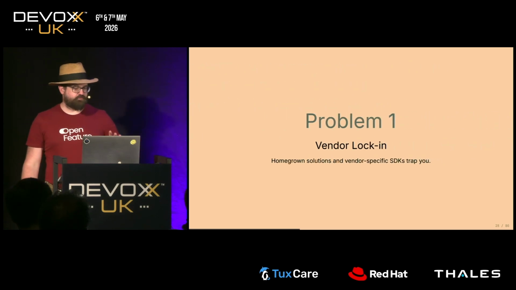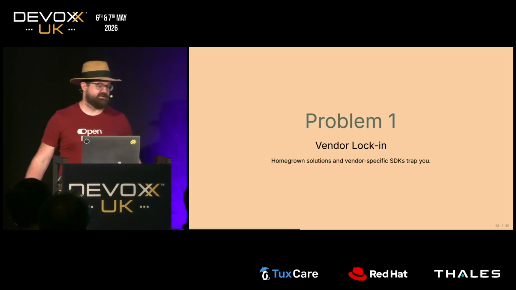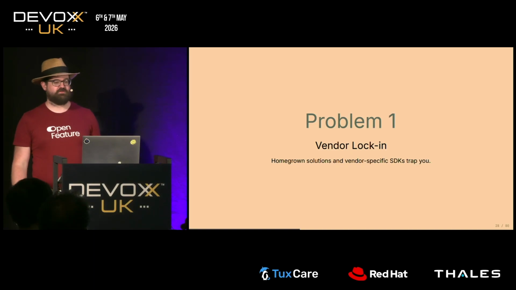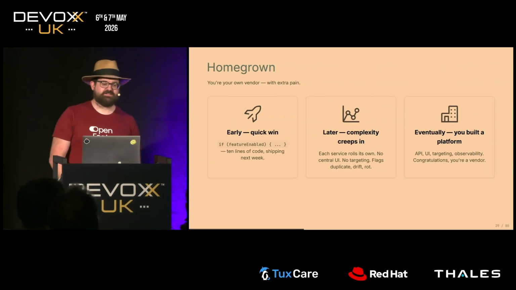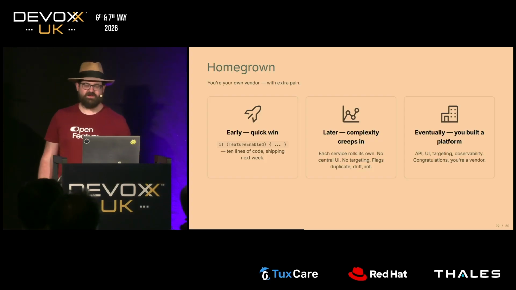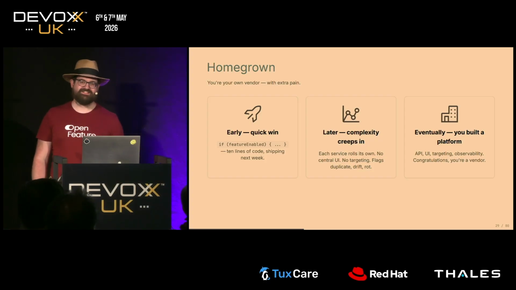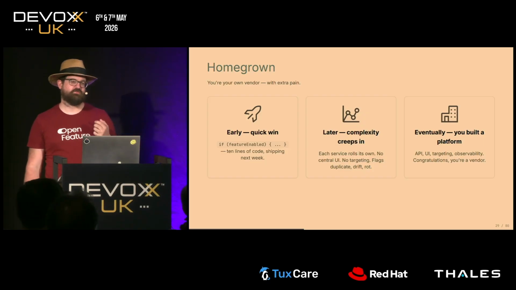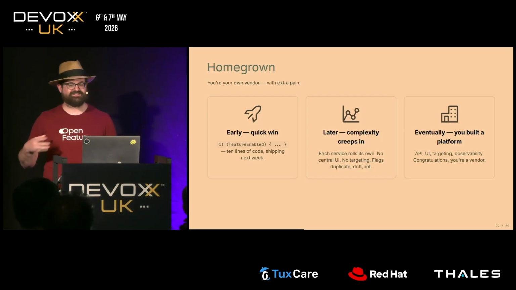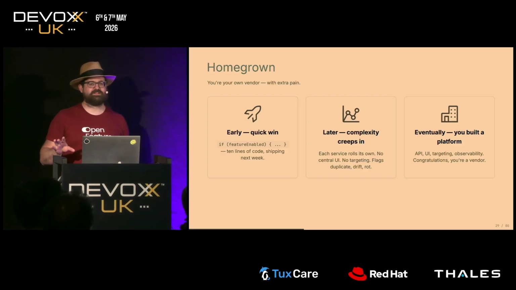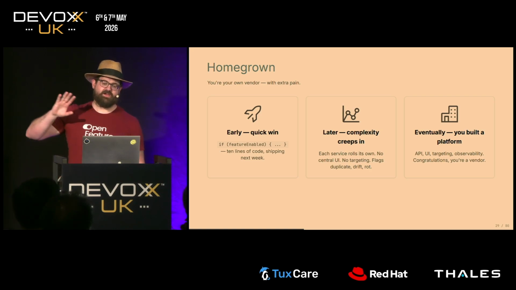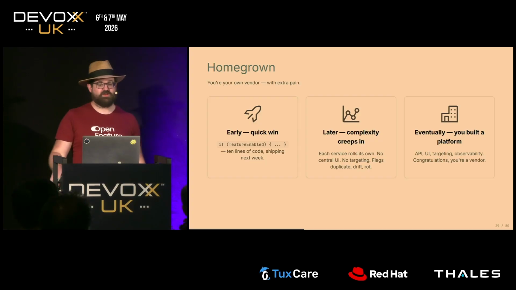So first, we will take a look at the vendor lock-in problem, basically, and that's about homegrown solutions and specific SDKs that basically trap you within your software code. So on the one hand, we have the homegrown, where you're basically your own vendor. As we talked about already, those glorified conditionals are really easy to implement. You have really fast wins, and you will see fast progress at the beginning. But over the time, the complexity creeps in. And at the end, you most likely are building your own platform with an own API, an own UI, and observability on top of that, which gets really, really complicated.